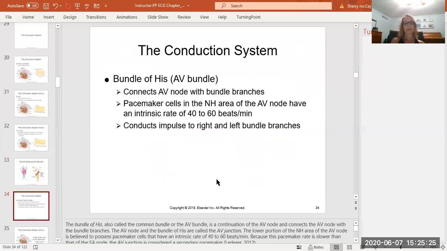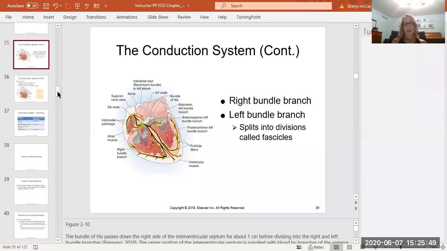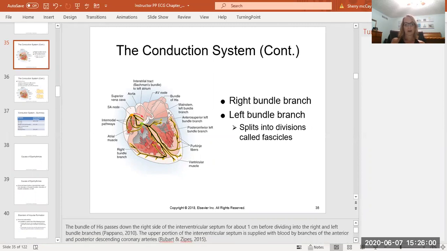The conduction system. The bundle of His, or the AV bundle, connects the AV node with the bundle branches. Pacemaker cells in the NH area of the AV node have an intrinsic rate of 40 to 60 beats per minute. It conducts the impulse to the right and left bundles. So we've got the different bundles here, the right bundle branch and the left bundle. The left bundle will split into divisions called fascicles.